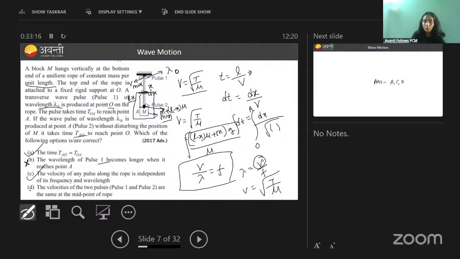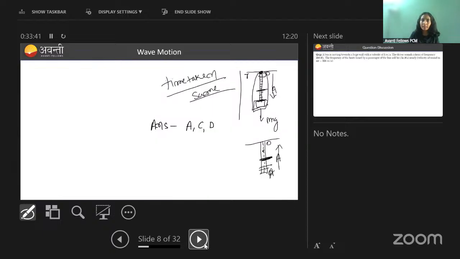Now, coming to the option D, the velocities of two pulses are same at the midpoint of the rope. Yes, they will be same at the midpoint of the rope, because if you talk about the midpoint, tension here is the same for both waves going up or going down. If tension is same, then velocity will be the same. So D is also correct. Options correct will be A, C, D.